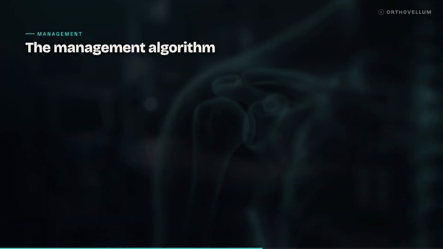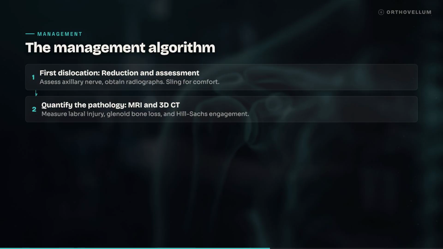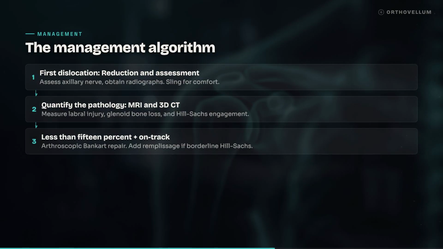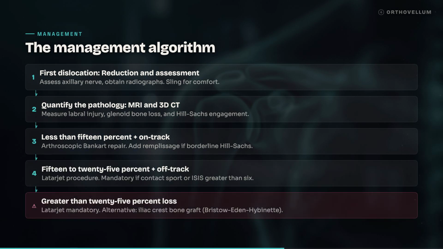The management algorithm begins with reduction, neurovascular assessment, and imaging to quantify the pathology. If bone loss is under 15% with an on-track lesion, an arthroscopic Bankart repair is indicated. For 15 to 25% loss with an off-track lesion, a Latarjet procedure is preferred and strongly favored for contact athletes or a high ISIS score, while any bone loss exceeding 25% requires a Latarjet or iliac crest bone graft.